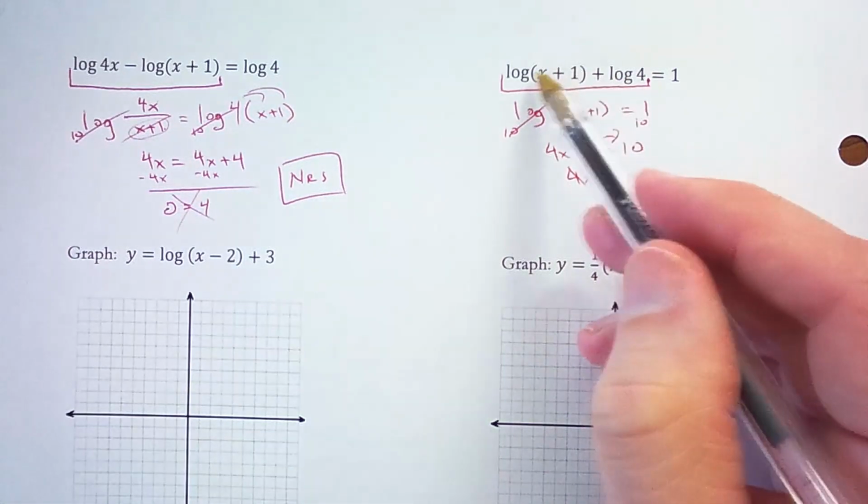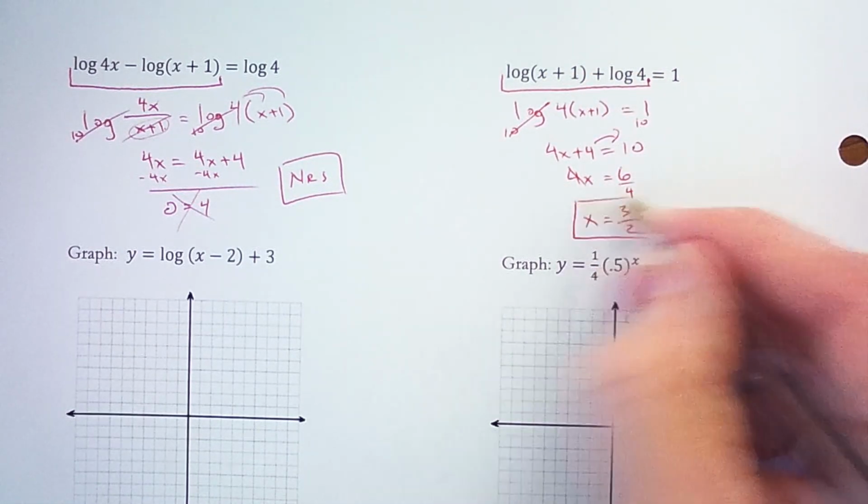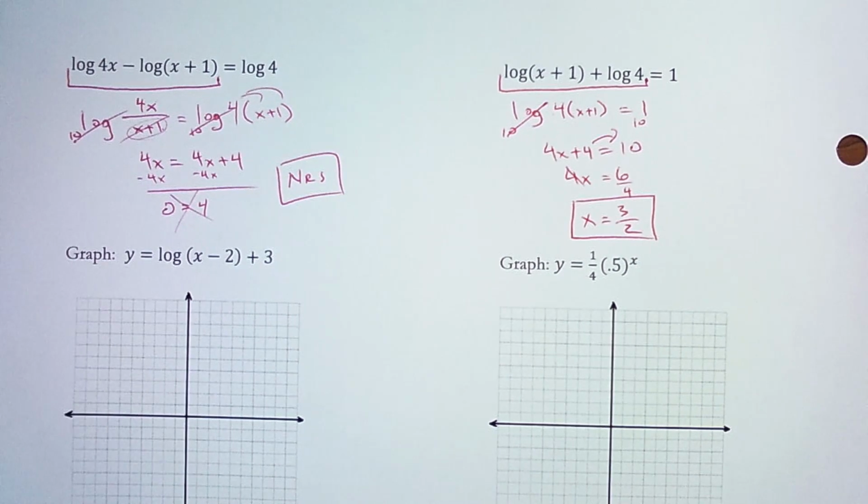Now, if I plug 3 halves in for x, 3 halves plus 1, that's going to be a positive number, so that means this solution is valid.